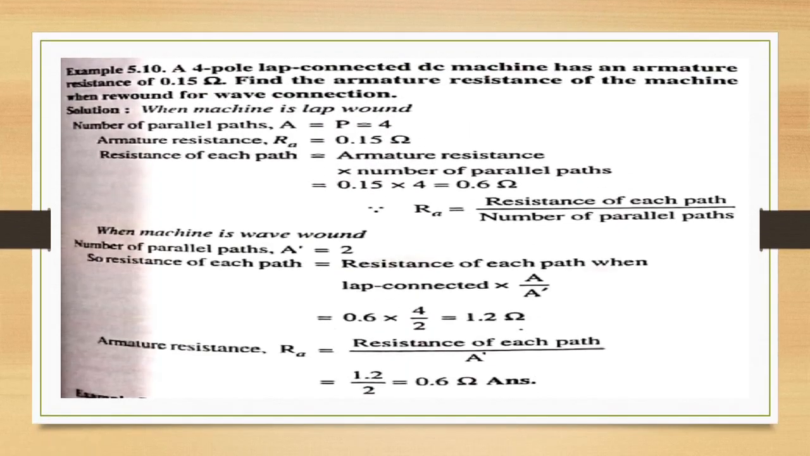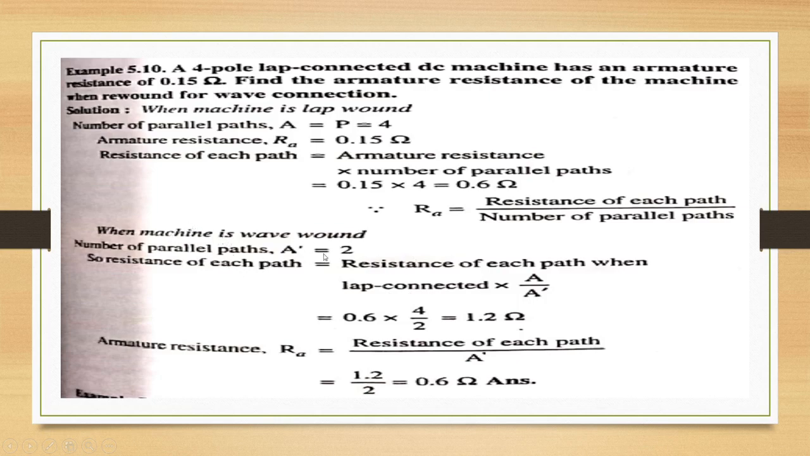A 4-pole lap-connected DC machine has an armature resistance of 0.15 ohms. Find the armature resistance of the machine when rewound for a wave connection. Now let us see for lap wound connection. For lap wound, number of parallel paths is equal to P, that is given as 4 in the question. So armature resistance is given as 0.15 ohms. Resistance of each path will be equal to armature resistance into number of parallel paths, that is 0.15 into 4, 0.6 ohms. Since Ra is equal to resistance of each path by number of parallel paths.